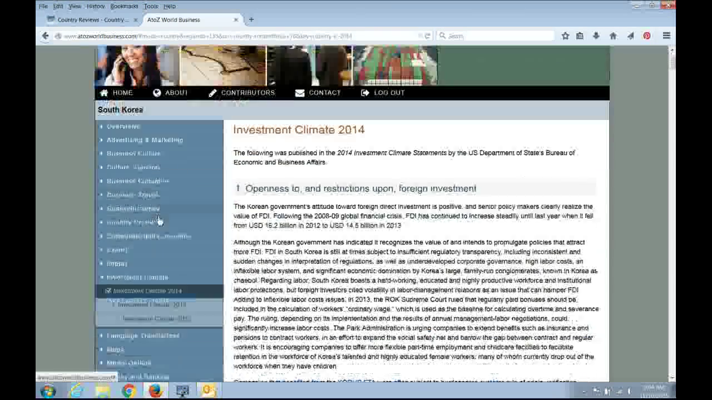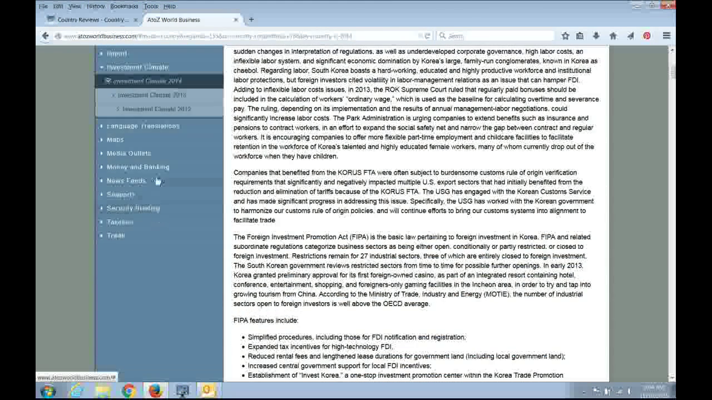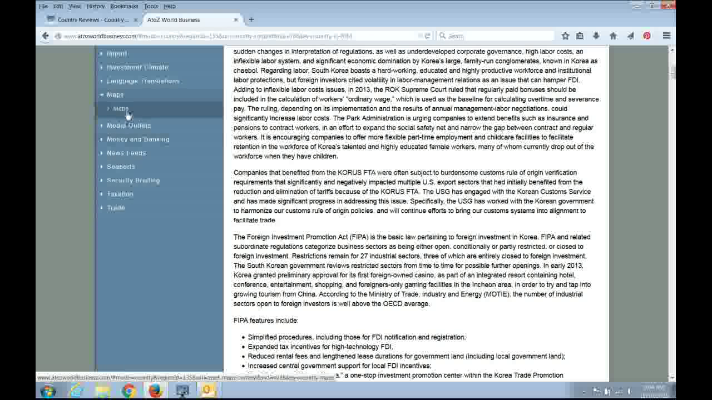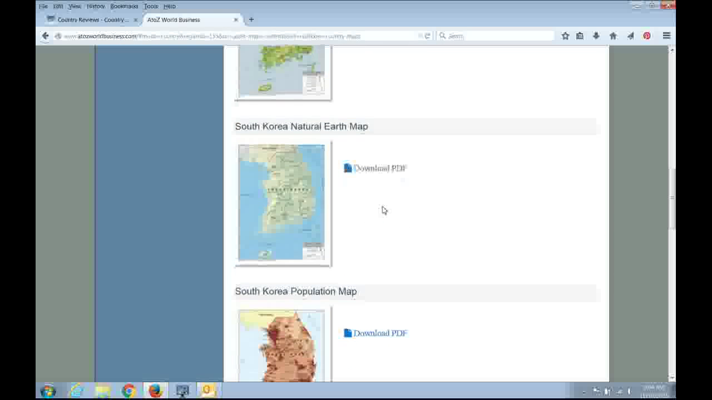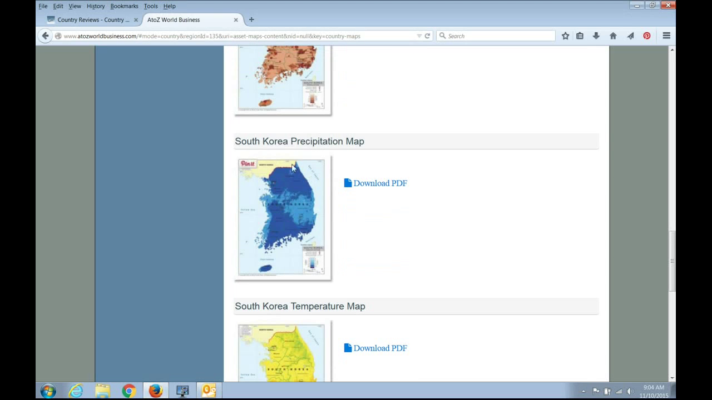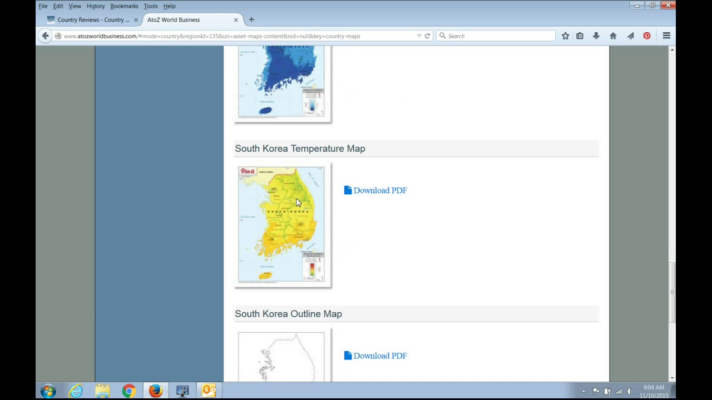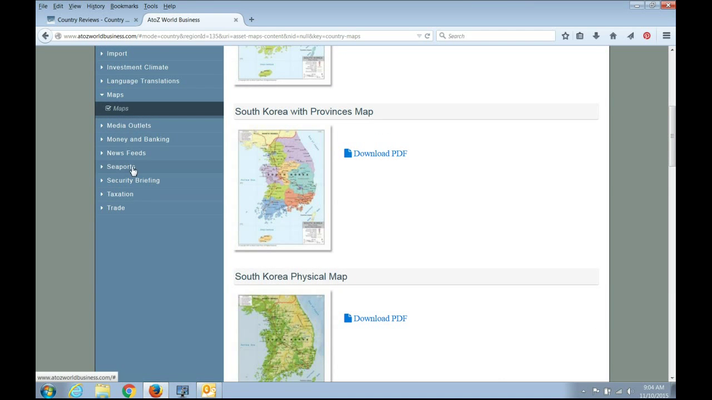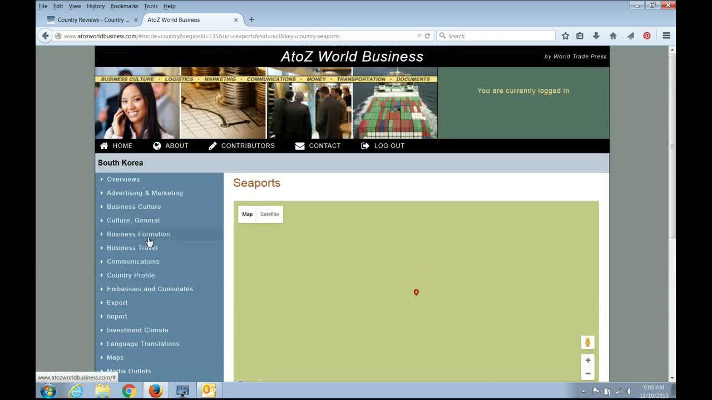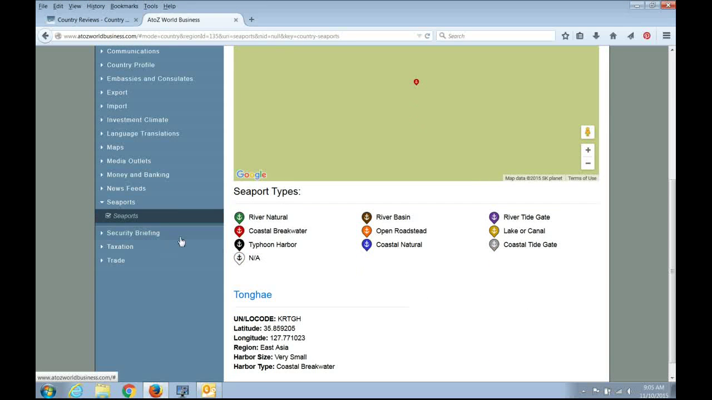The investment climate tab is another good one. It will give you some information that might help with understanding how you can import and export from that country. The Maps tab is actually a really good one because you get these PDF maps, but they show, for instance, the amount of rainfall that comes to that country or the temperature of that country.